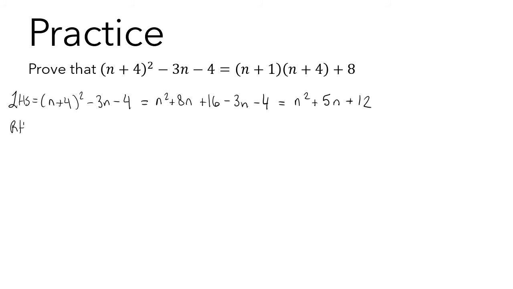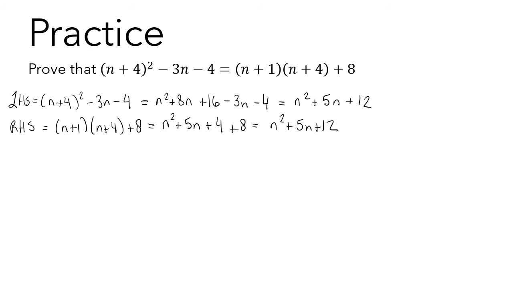Okay, now I'm going to do the same thing with the right-hand side. Keep in mind, I don't set these equal to each other from the beginning, because that would be assuming what you're trying to prove. (n plus 1) times (n plus 4) plus 8. So foiling, you get n squared plus 5n plus 4. And then you've got plus 8 as well. Simplifying, you get n squared plus 5n plus 12. As you can see right away, the left-hand side equals the right-hand side, so we write left-hand side equals right-hand side, and our proof is done.